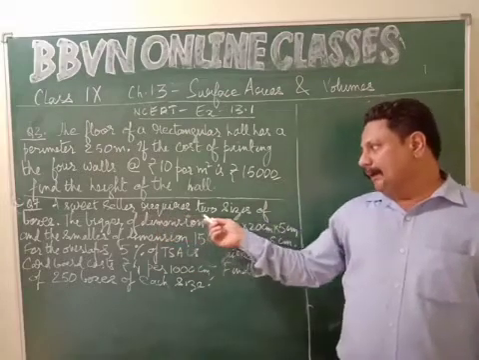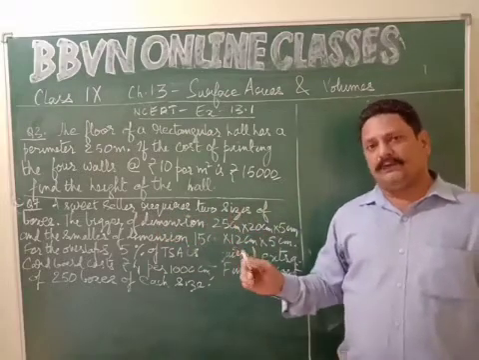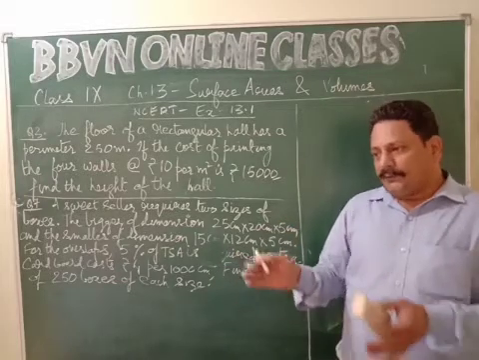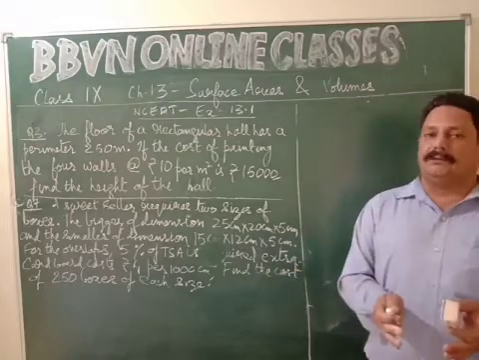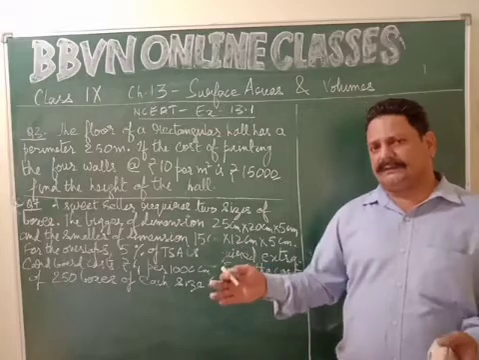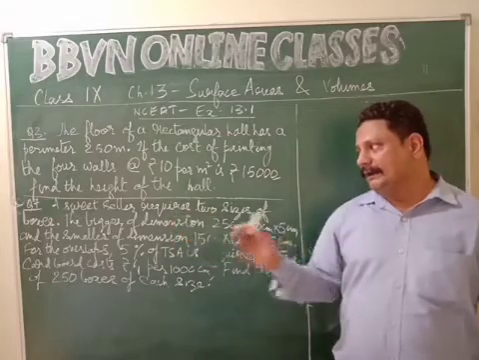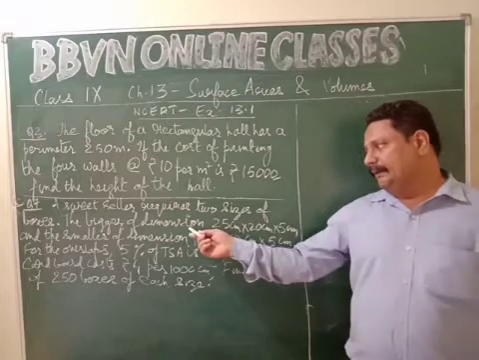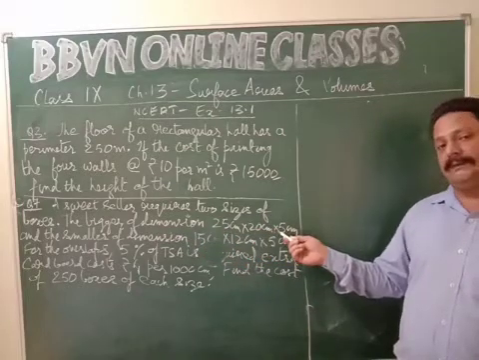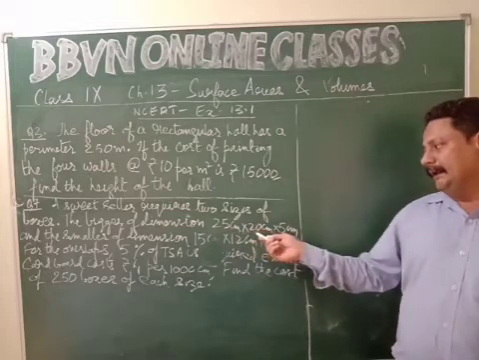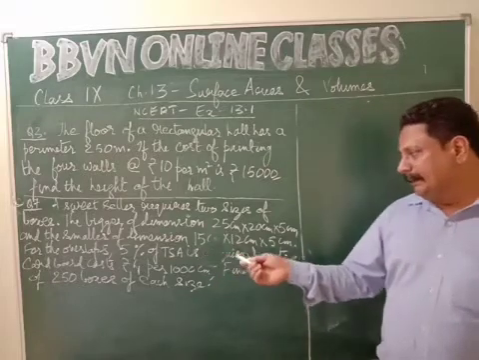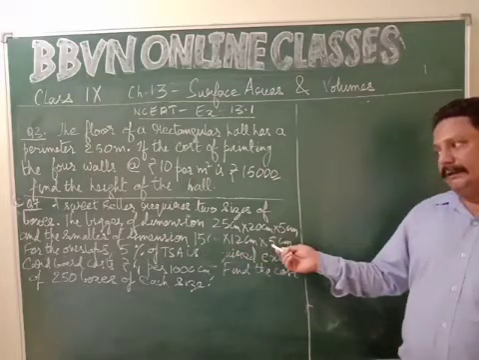A sweet seller requires 2 sizes of boxes. You must have visited a sweet shop, a sweet vendor. For smaller quantity of sweet, they have smaller boxes. For larger amount of sweets, they have larger boxes, different sizes. The bigger box has dimensions 25 cm cross 20 cm cross 5 cm. So you can take it as L, B and H. The smaller box dimensions are given as 15 cm cross 12 cm cross 5 cm.